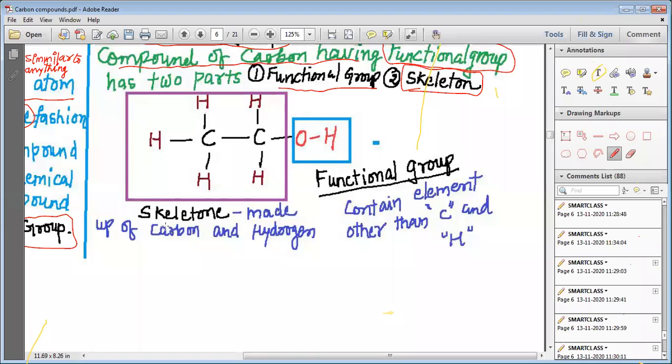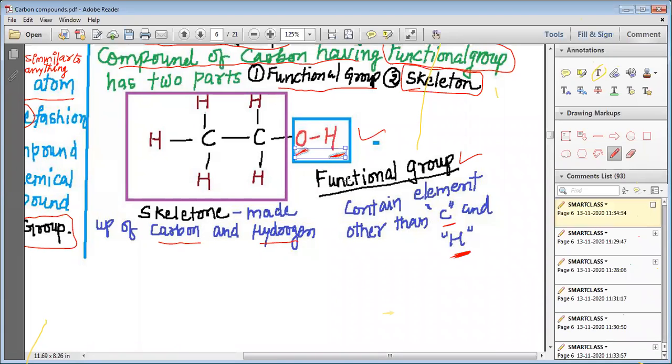One part is known as the skeleton, and the skeleton is made up of carbon and hydrogen only. But the other part is known as the functional group, and this functional group contains elements other than carbon and hydrogen. So in this functional group, you can see we have oxygen and hydrogen. An element other than carbon and hydrogen must be seen in the functional group part. You can see that we have oxygen in this part.